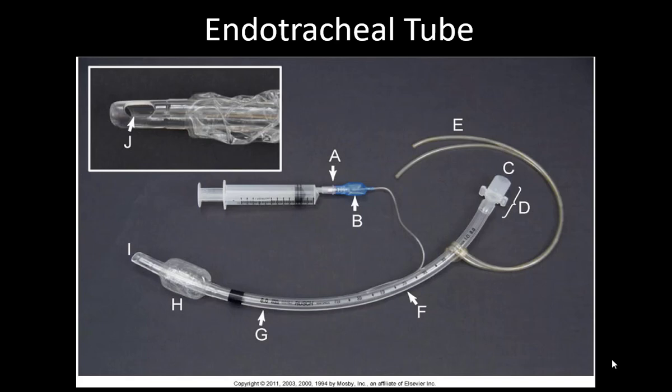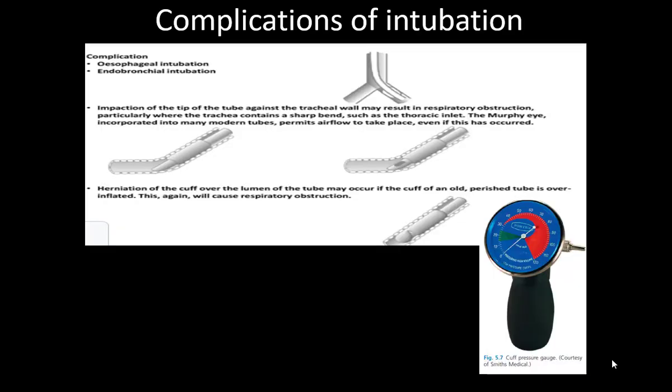What is the importance of this black line? During intubation, we have to keep it below the vocal cords. And complications are oropharyngeal intubation, esophageal intubation, endobronchial intubation, and impaction of the tip to the tracheal wall, which causes obstruction.